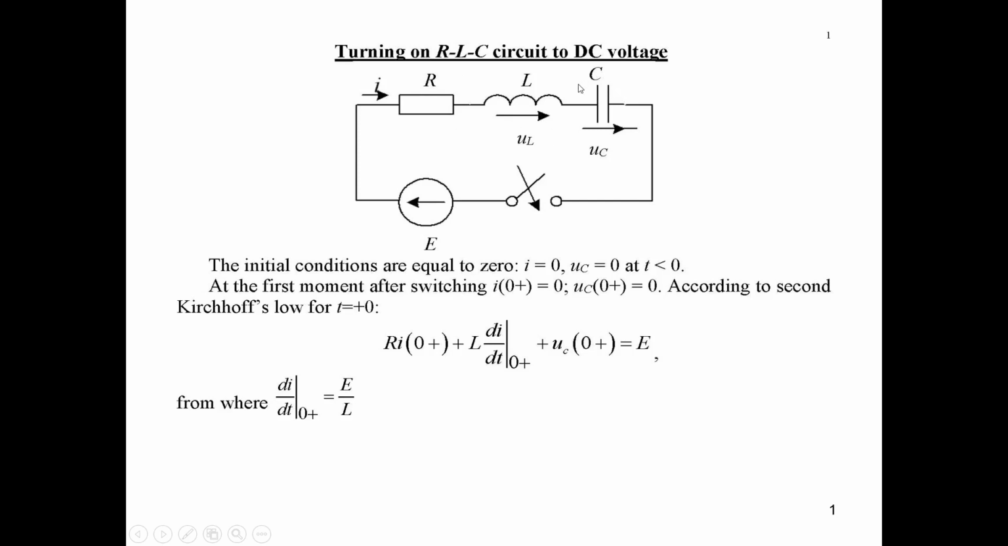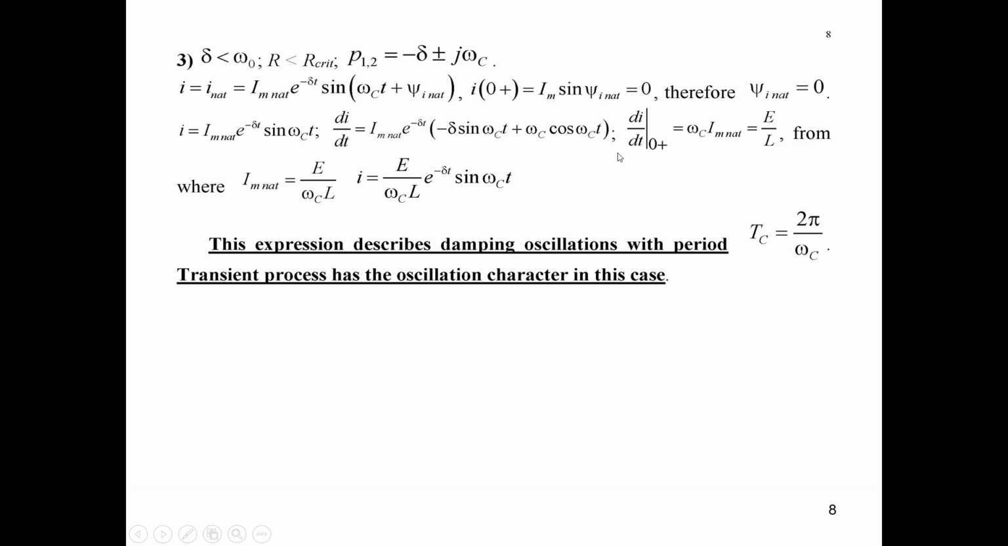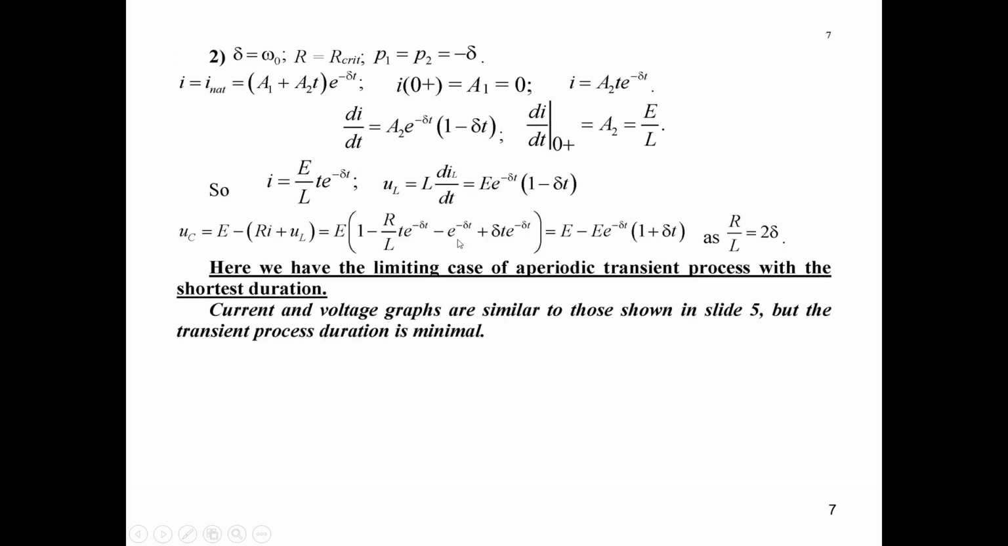As here we have UR plus UL plus UC equal to this EMF, we can write down that UC equals this EMF minus UR minus UL. Let's use this expression. UC natural equals minus RI plus UL, and let's substitute it here.